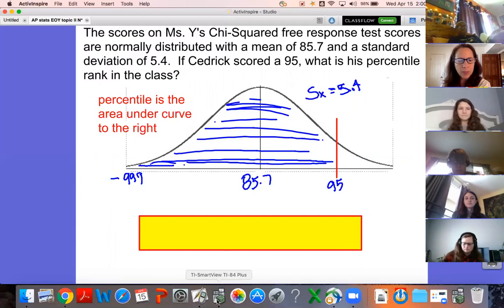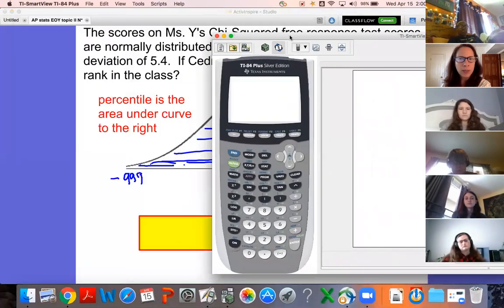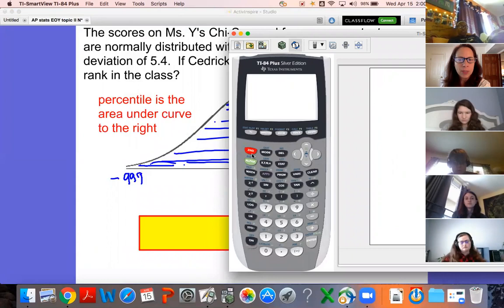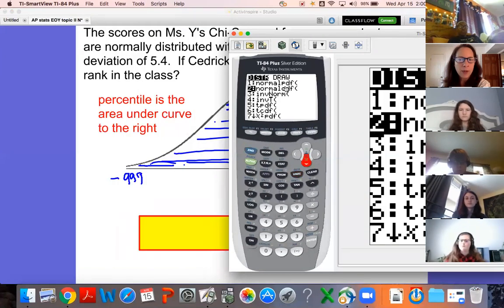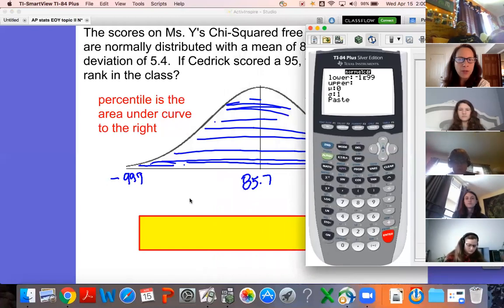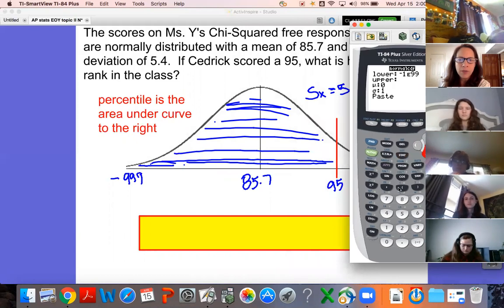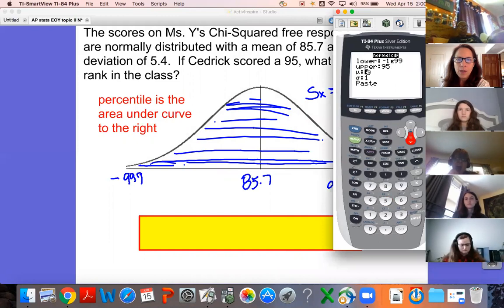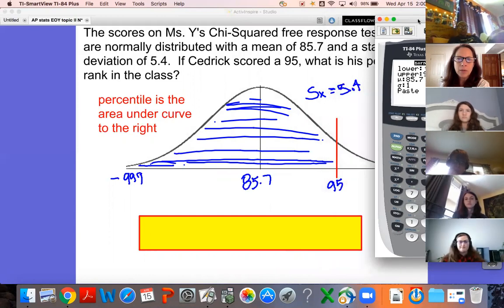And we can do it a couple ways. If you guys recall when we did normal distributions, we said 2nd VARS, normal CDF. And then we put in the lower bound here, and we always go to theoretical infinity. Negative 1 times 10 to the 99th power is theoretical infinity. And then the high number here, his number is 95. And then the mean, 85.7. And then the sigma, 5.4.